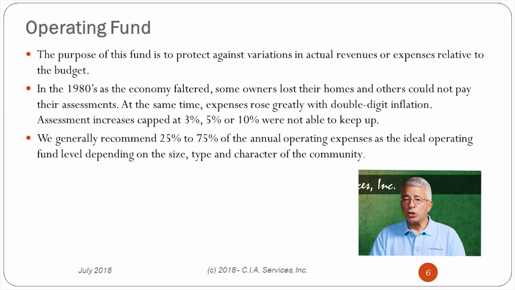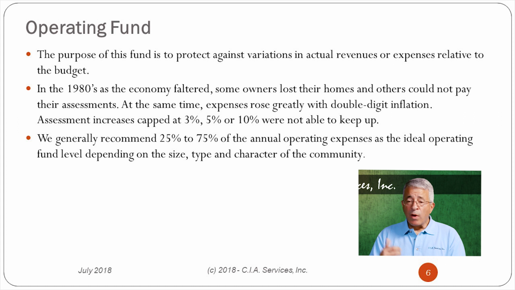Again, the operating fund is to take care of fluctuations or variations between what you budgeted and what actually occurred. An extreme example of this is way back in the 1980s. In the 1980s, we had lots of problems with the economy, with people losing their jobs, and so associations' revenues dropped tremendously because people were either losing their homes or they weren't able to pay their assessments. At the same time, in the 1980s, we had double-digit inflation, where inflation was up to 14% at the worst part of that middle of the 1980s.